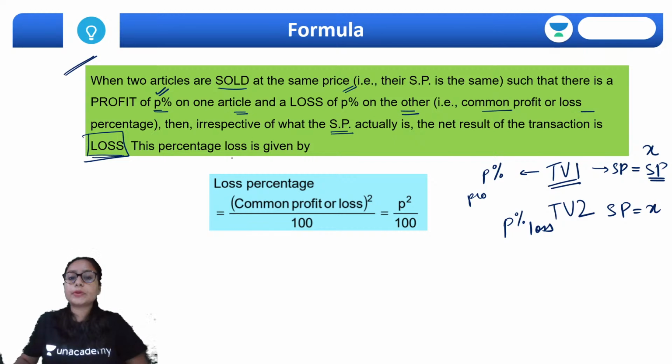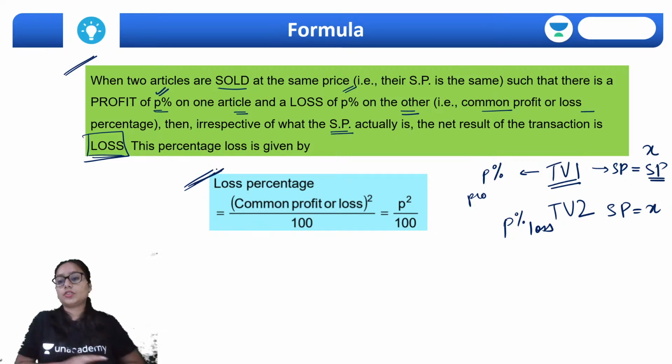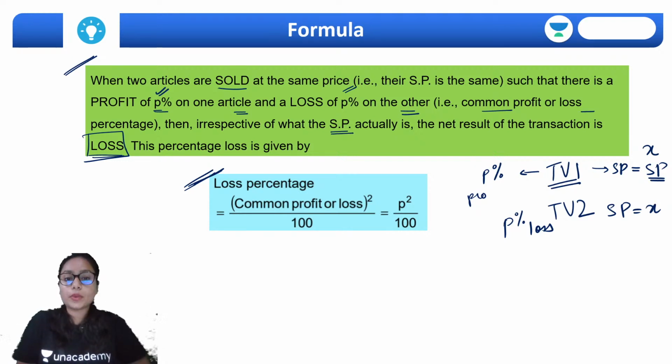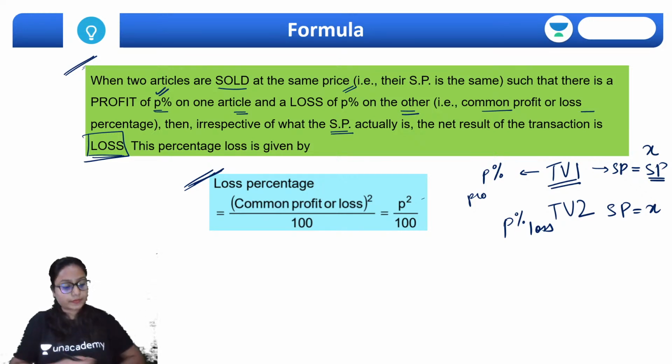And this loss percentage is given using this formula, that is P square upon 100. So this common loss percent squared upon 100 gives you the loss percentage. Yes guys, is this formula clear? Please take a note of this formula. Take a screenshot or write it in the notebook where you write all the formulas, because questions from this formula come directly, and if you know it, you can solve it in just 10 to 15 seconds. Please confirm if this is clear, everyone.